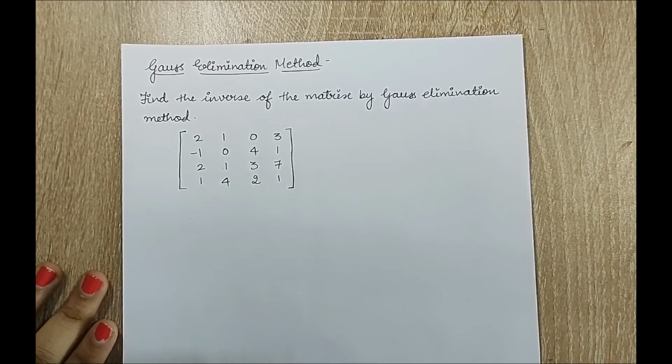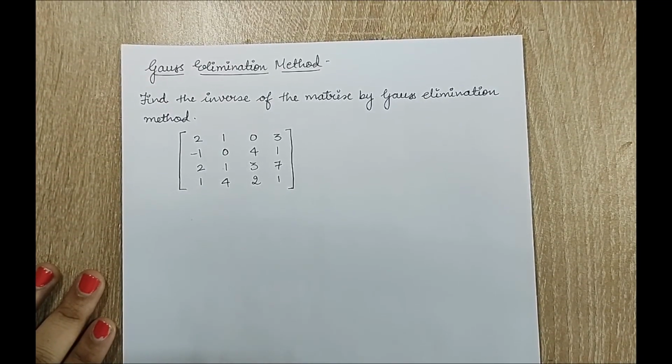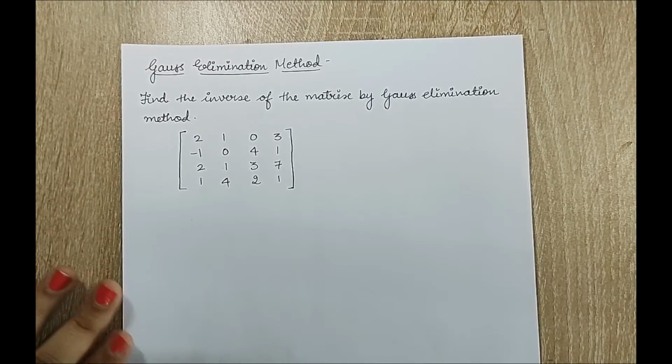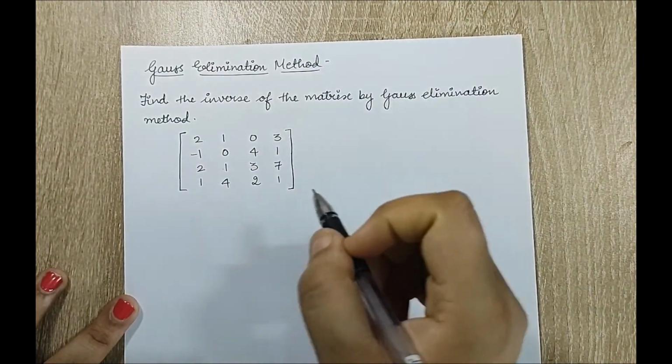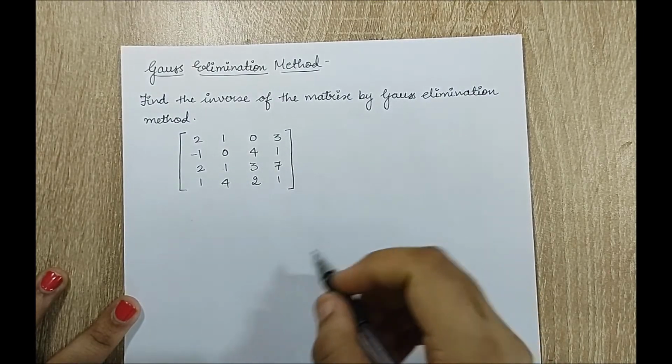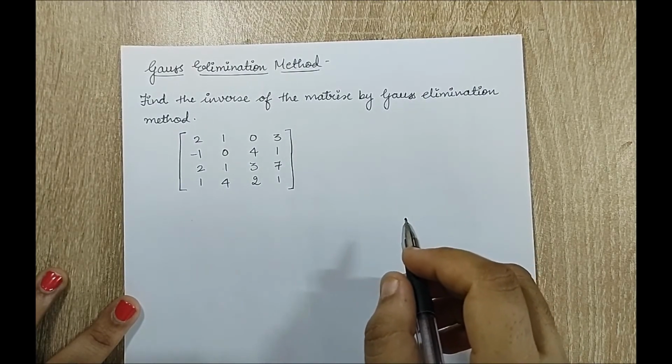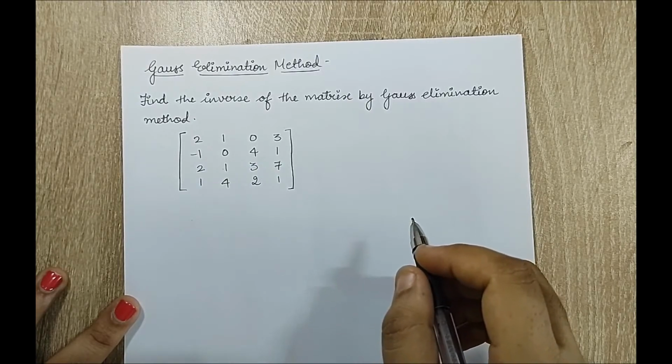Hello everyone, welcome to the next session of finite element analysis. In this session, we will be talking about Gauss elimination method. This method involves converting the given matrix into a unit matrix by making suitable row or column operations.